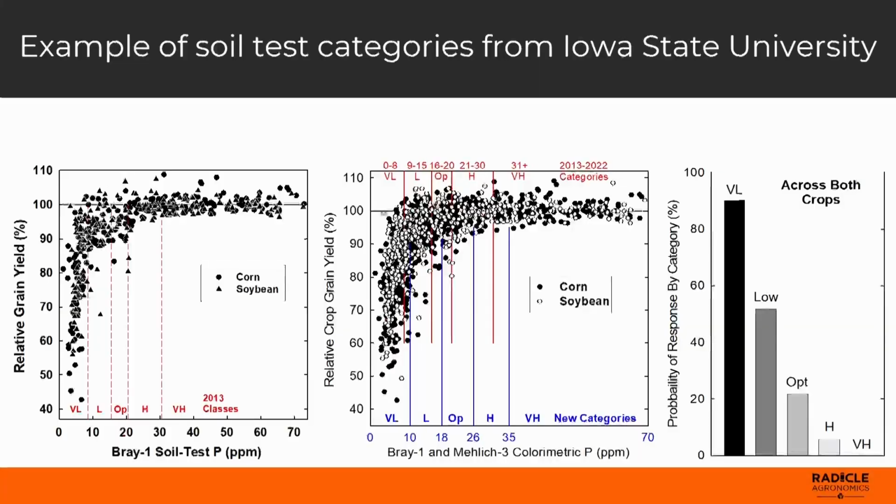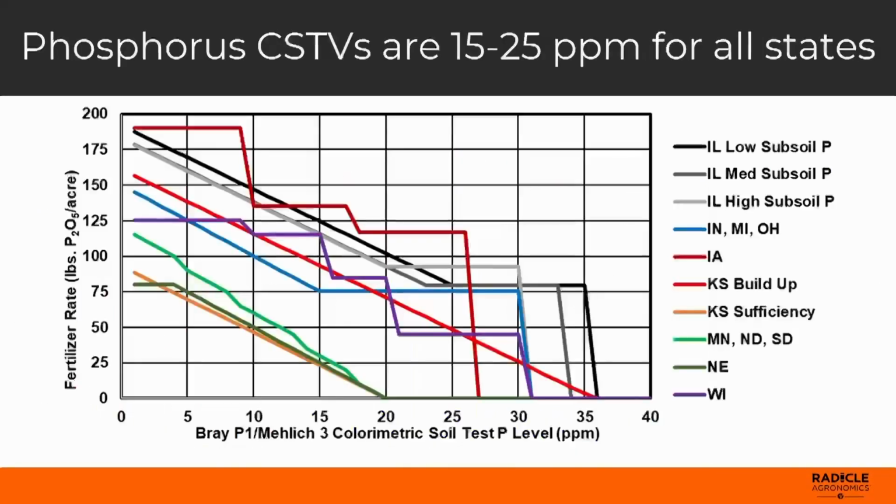And then here's their probability of crop response to applied fertilizer at different soil test categories, right? So if you're very low, you've got a really high crop response probability. When it's very high, you have essentially none. And then you kind of decide where you want to be in there.